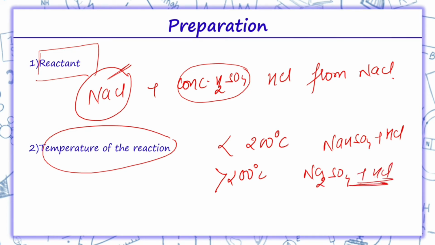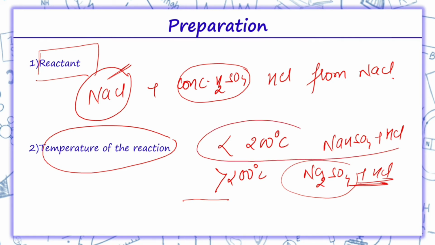In this reaction, fuel is wasted, glass apparatus tends to break, and the sodium sulfate which is formed is a hard crust that sticks to the glass and is difficult to remove. Therefore, for this reaction, the temperature taken is less than 200 degrees Celsius.